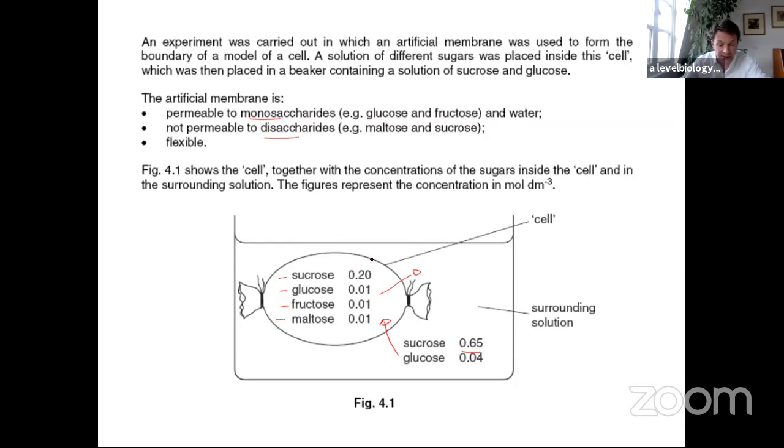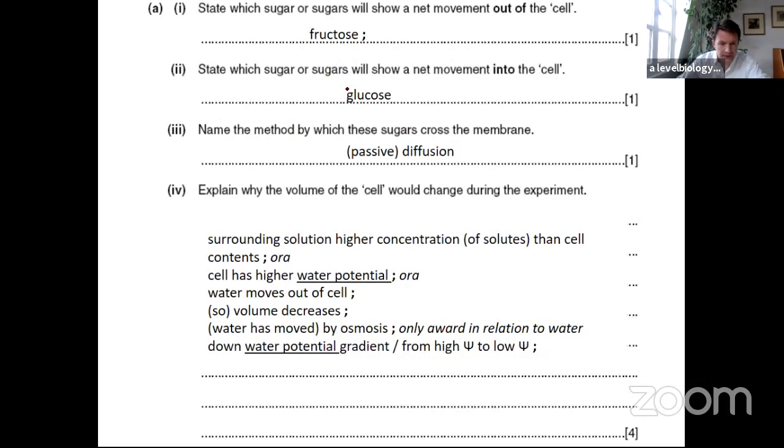So what's going to happen here is that the sucrose concentration is going to mean that this is a hypertonic solution, so that water will move out and the volume of the artificial cell will reduce, so that the cell will shrink. So all of these are answered, I think. Explain why the volume of the cell would change. The cell has a higher water potential, so water moves out, so the volume decreases, and the water moves down its water potential gradient from a high water potential to a low water potential.